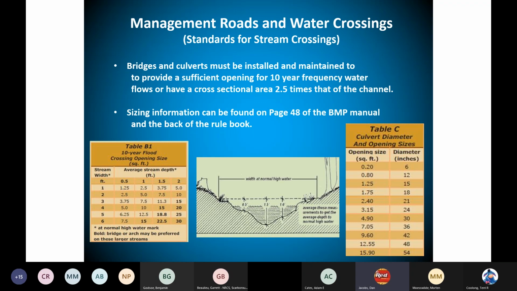So if you have a stream that is 1 foot by 1 foot in size, to be 2.5 times the cross-sectional area, you need an opening for your structure that's 2.5 square feet. And to get an opening that is 2.5 square feet with a culvert, you're going to have at least a 24-inch. And that's the basics of how that works. But there is a step-by-step guide on how to do stream sizing using the measurement technique in both the BMP manual that we have and the forestry rule book.